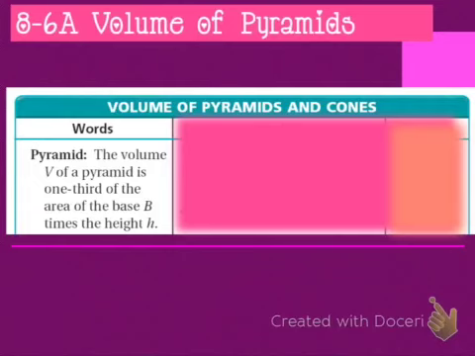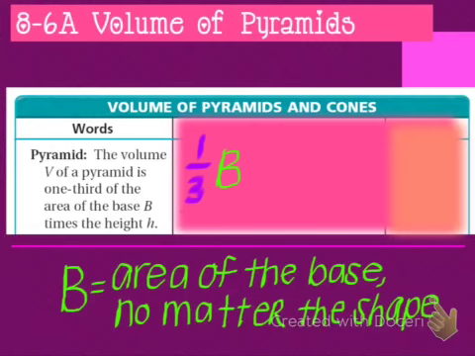The definition of a pyramid in words is the volume of a pyramid is 1/3, so the fraction 1/3, of the area of the base. And I want you to notice that the area of the base is represented with this big uppercase B. And we're going to multiply that times the height. So again, really need to pay attention to the fact that the big B is going to be the area of the base no matter what the shape is.